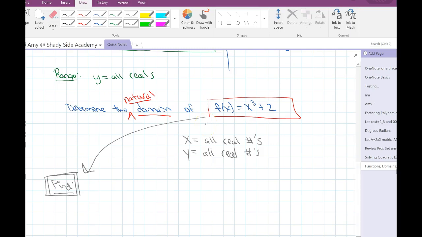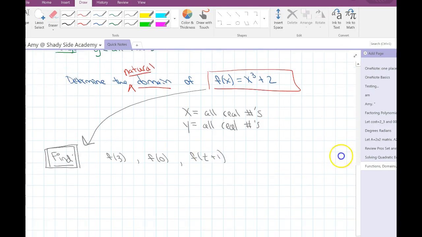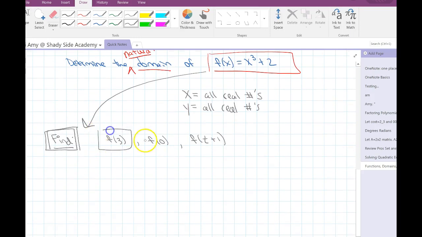Using this f of x, find the following. What does this mean? Find f of 3, f of 0, f of t plus 1. All right, let's do f of 3 together. This is function notation, and f of 3 is saying, in the function f, please input 3 in for the independent variable. And f of 3 will equal what?